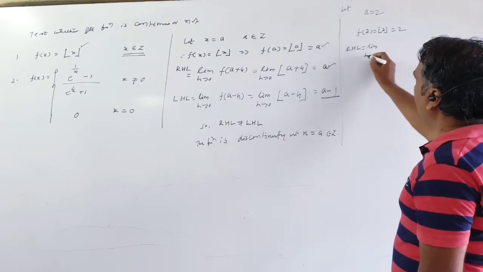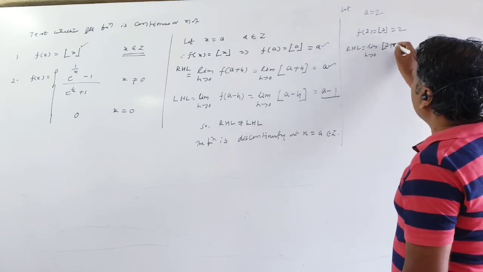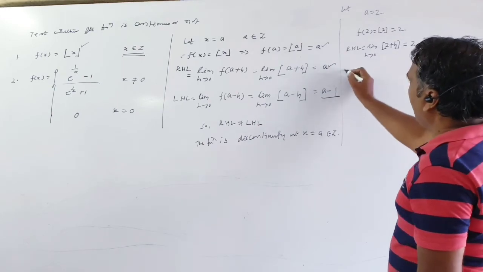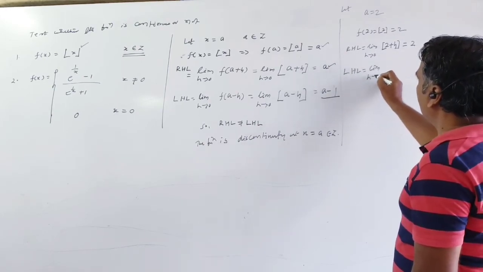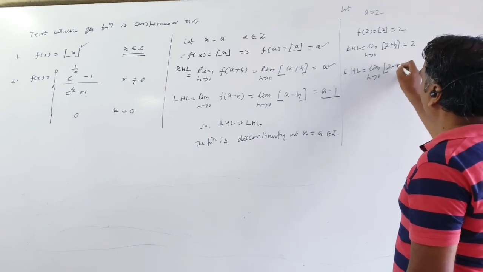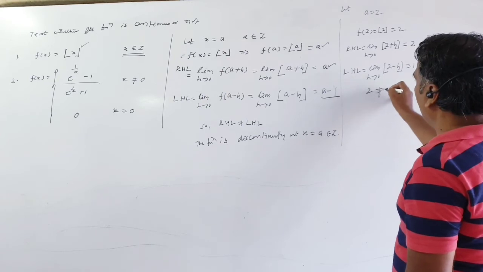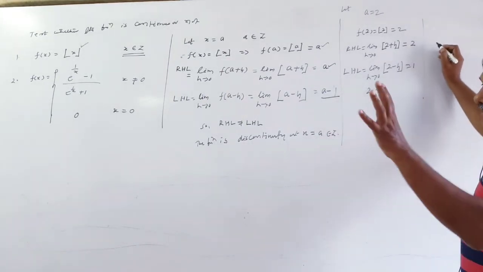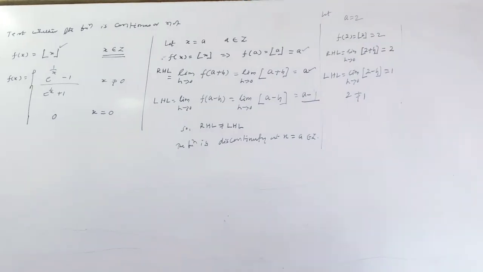Limit x tends to 0 of 2 plus x is equal to 2. And what is the left hand limit? Limit x tends to 0 of 2 minus x is equal to 1. So 2 is not equal to 1. Yes or no? Now we know that from the definition of greatest integer function.